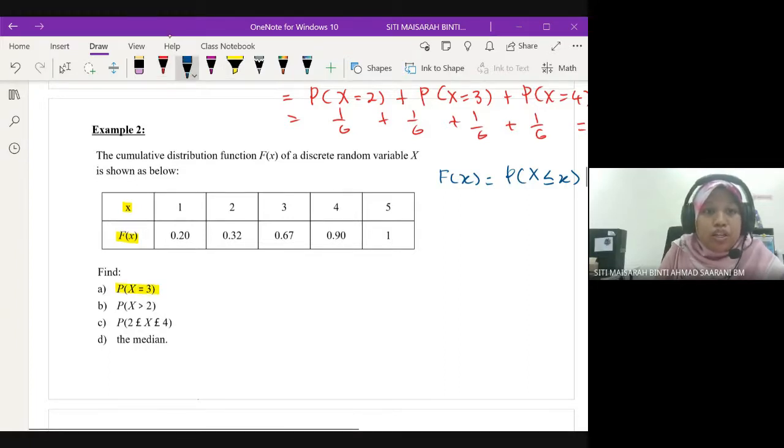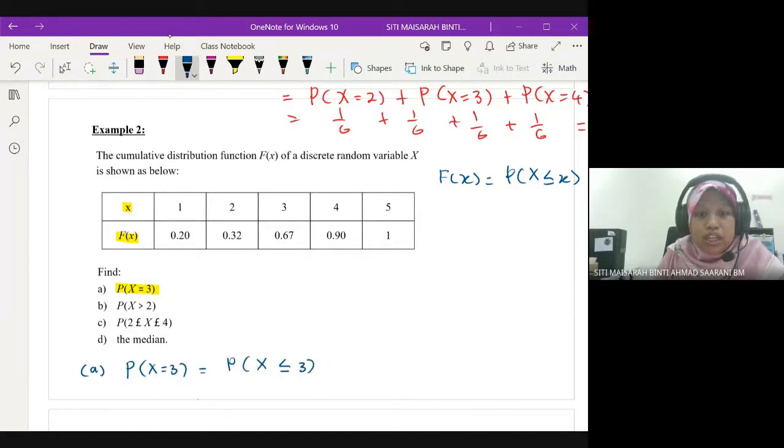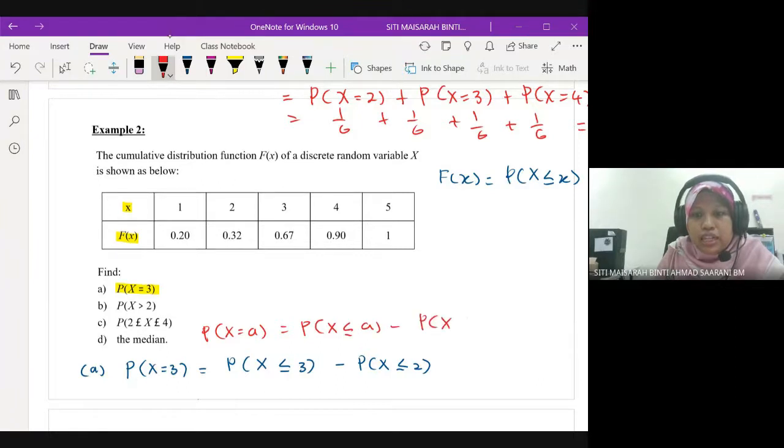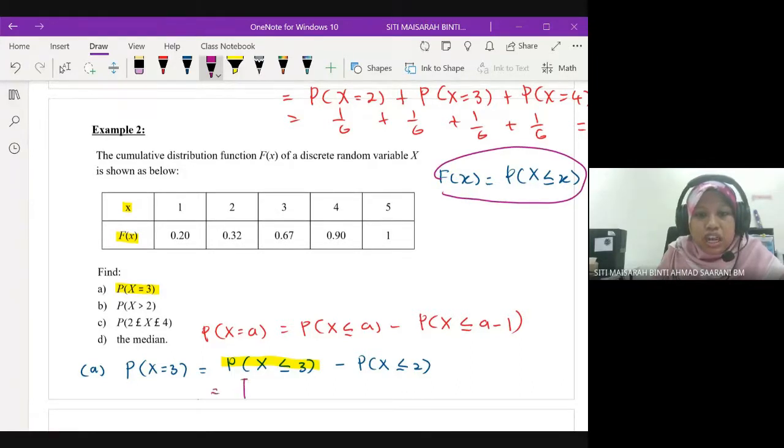Okay, kalau based on definition lah, probability X equals to 3 is actually probability X less or equal to 3 minus probability X less or equal to 2. Kalau based on yang ni, probability X equals to a is equal to probability X less or equal to a minus probability X less or equal to a minus 1. Okay, so jadi probability X less than or equal to 3, kalau based on definition cumulative, this one is actually F3 minus, yang ni pun samalah, this one is F2.